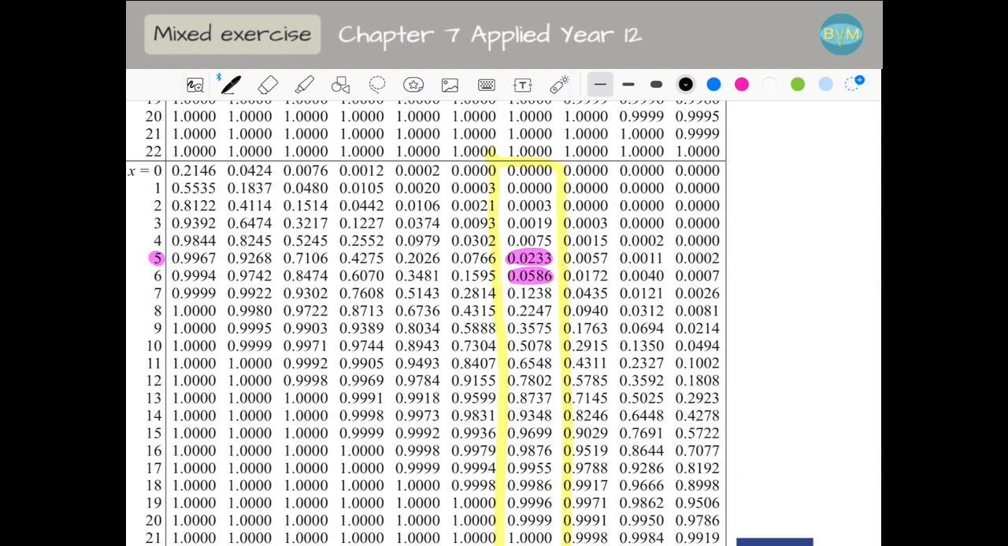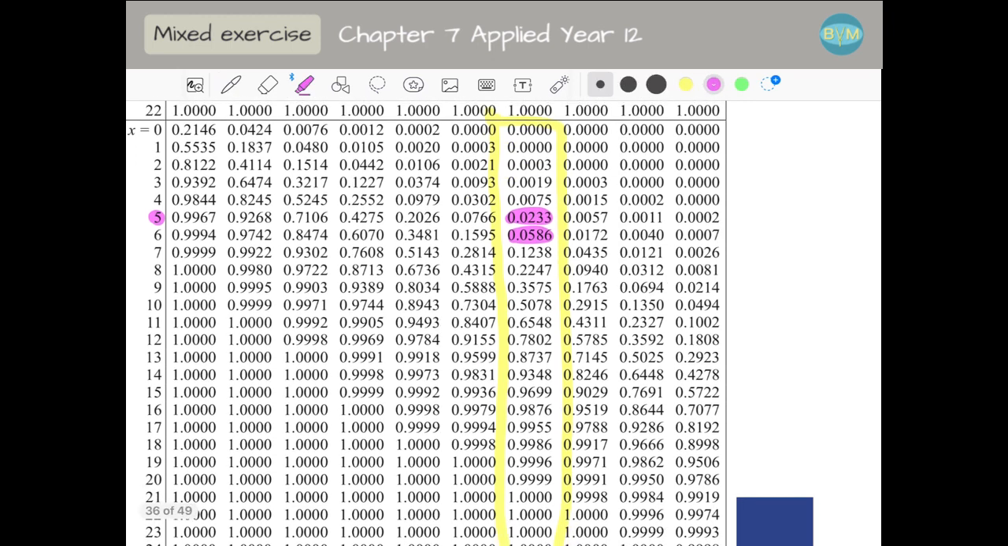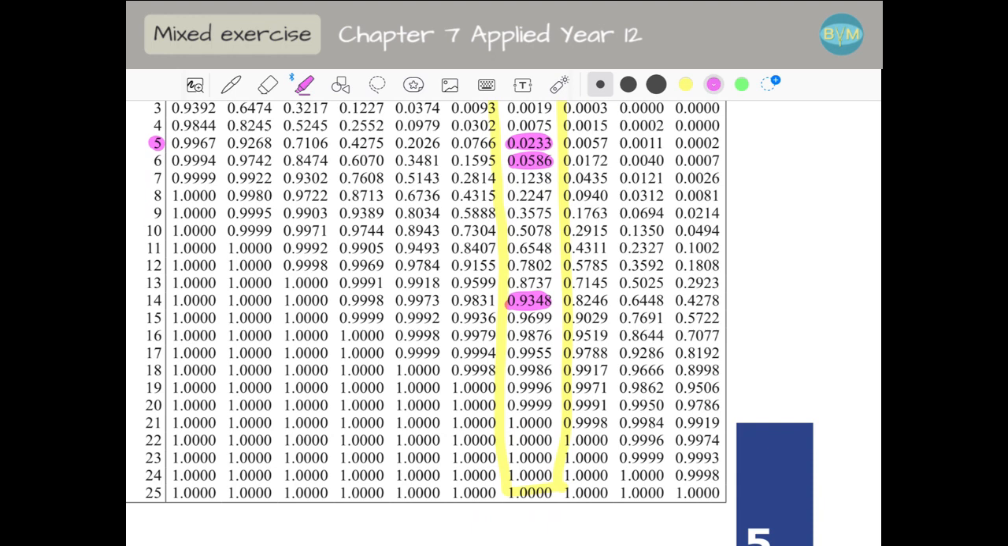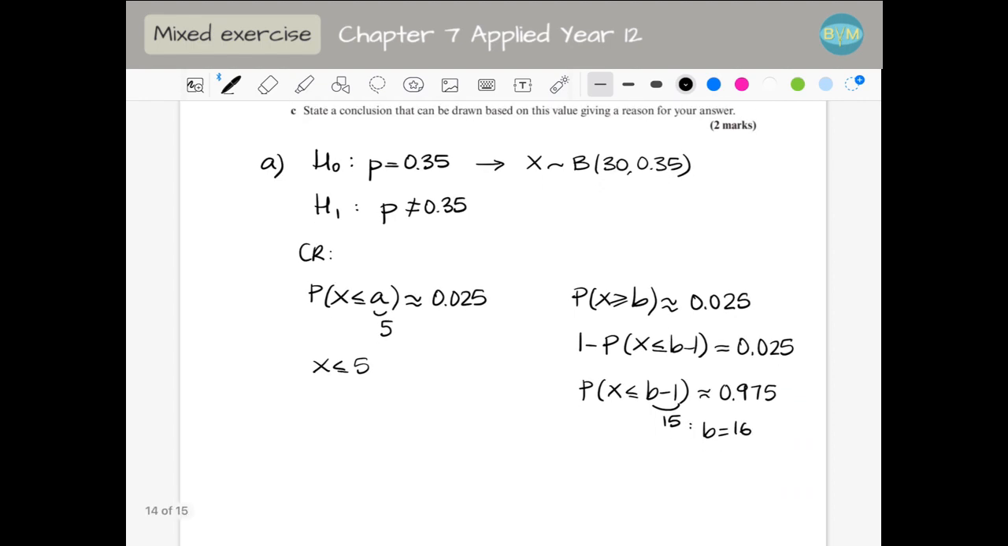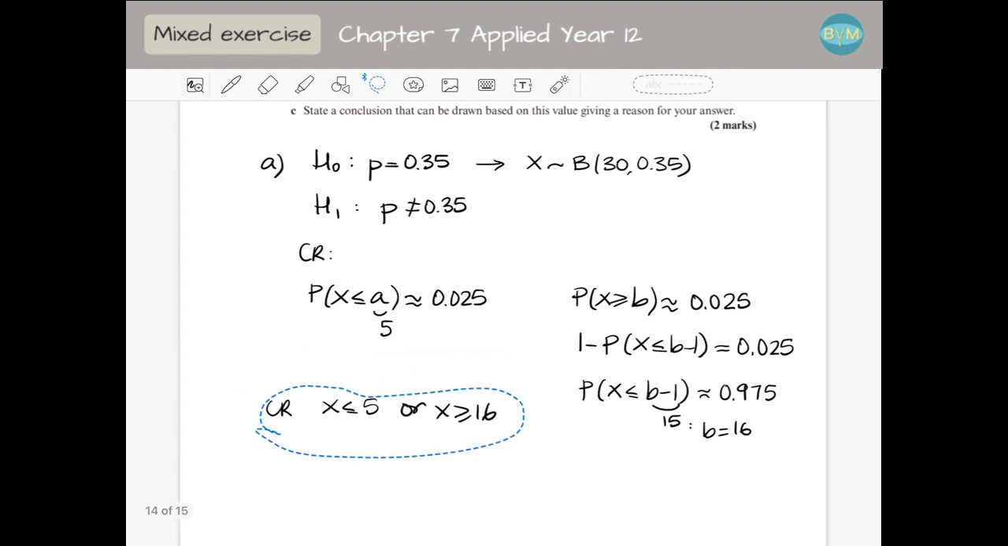We go to the table and look for the closest to 0.975. So one below and one above, and the closest is going to be 15. Yeah, this one is closer, just subtracting from 0.975. So that means this is 15, which means b is 16. So my other half of the critical region is x greater or equal than 16. Yeah, that's my critical region: x smaller or equal than 5, or x greater or equal than 16. That's what they asked me in this part of the question.